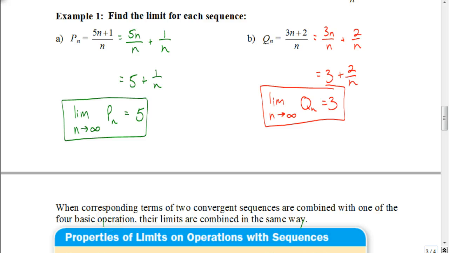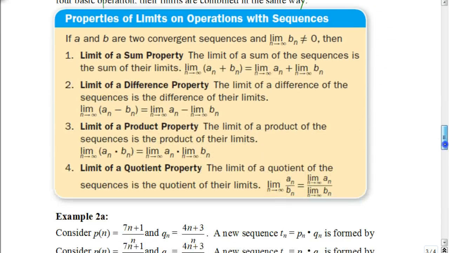But again, I don't want to overwhelm you by these because they look more complicated than they have to be. I'll explain them as we go through them. So here they all are. So again, there's a lot of information here. Let's start out with the first one. It's called the limit of a sum property.